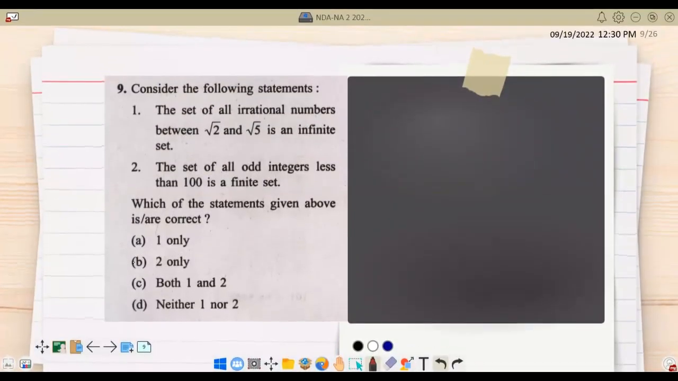In this question, they have given two statements. We need to find which one is correct. We'll see the first statement: the set of all irrational numbers between root 2 and root 5. We know that the set of irrational numbers between two irrational numbers is always an infinite set. So the first statement is true.